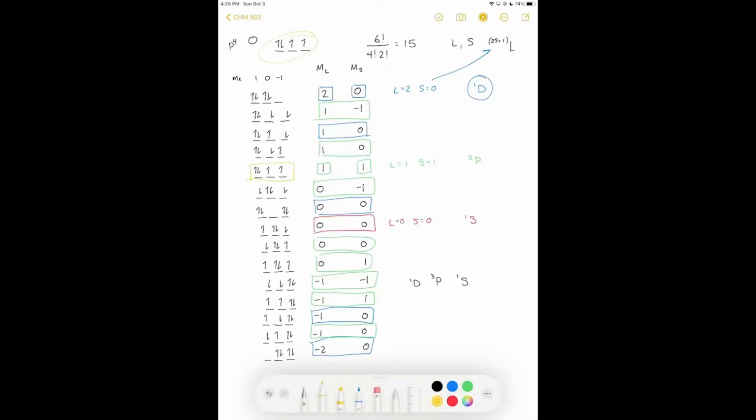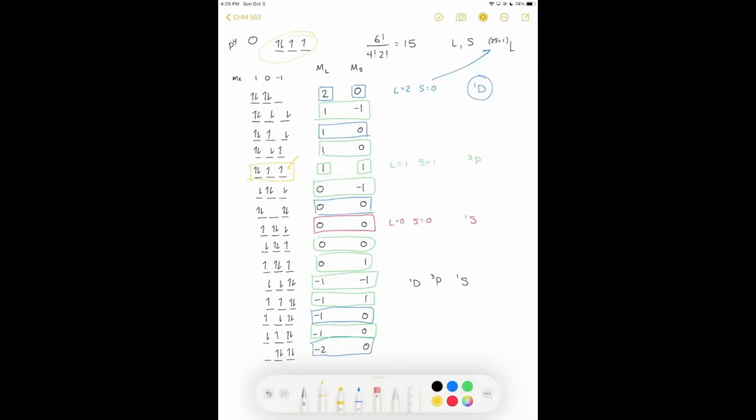So Hund's rules are going to tell us that the 3P term is lowest in energy, which means this way of drawing the electron configuration is the best way to draw it because it is a state that is consistent with the lowest energy term. Now, what we don't get when we draw it in this way is that there are also 8 other states that are consistent with the lowest energy term.